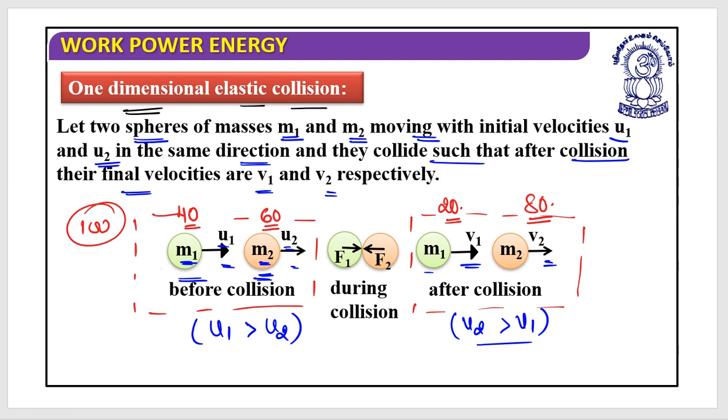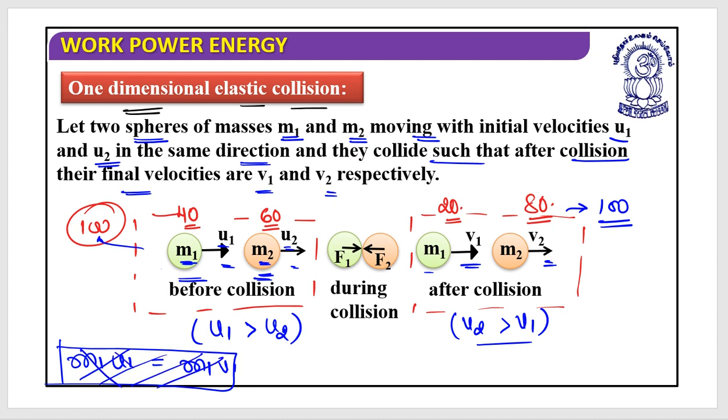Same thing is true for the m2 object as well. So we cannot say that each one is kept the same. What we are assuming is that the total momentum of the system initially is 100, and the total momentum of the system afterwards would be 100. We cannot say that m1 u1 must be equal to m1 v1. No, this is not momentum conservation. This is the incorrect one. I hope this is clear.